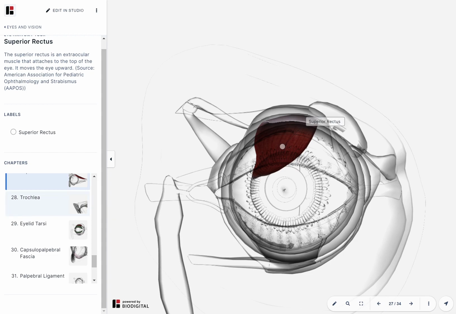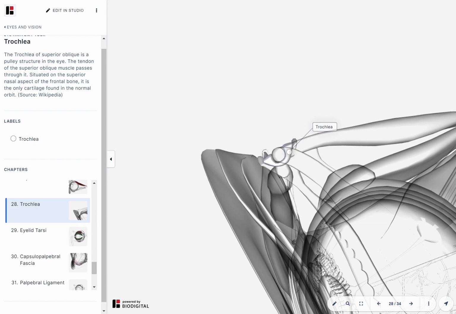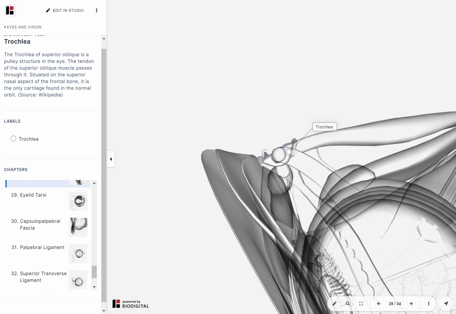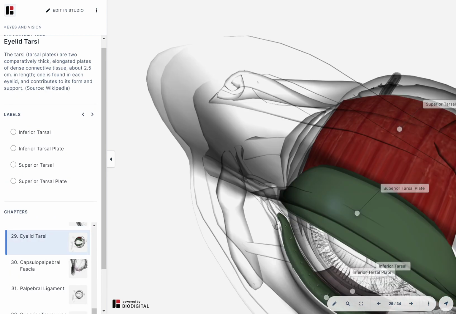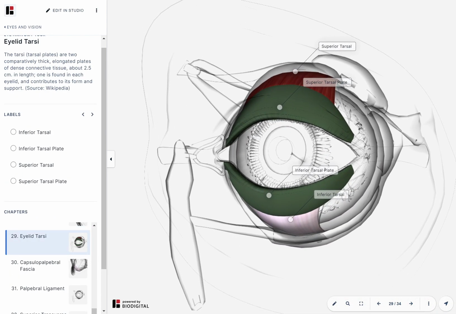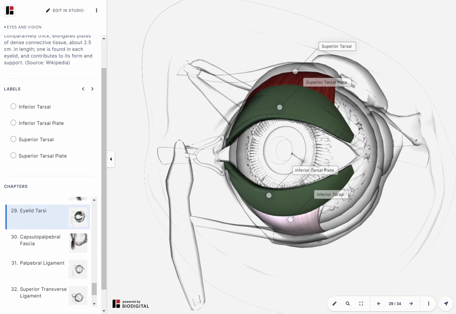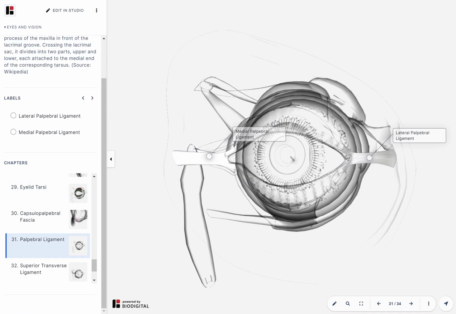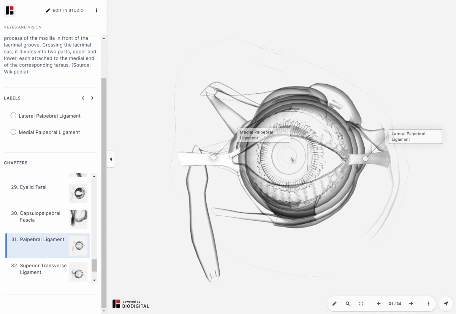And then moving on to the trochlea, this is a small cartilaginous part around which the extraocular muscles go around and attach to the eyeball. Then you have the eyelids, which are small thin structures that help in the opening and closing of the eye. Then you have the palpebral ligament, which attaches to the medial end and the lateral end of the eyeball.